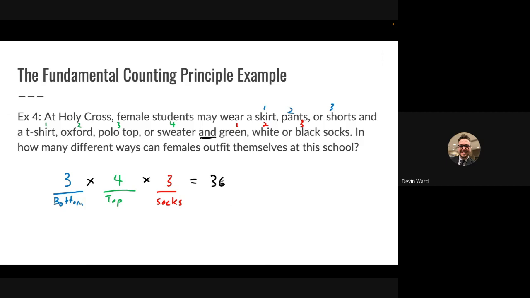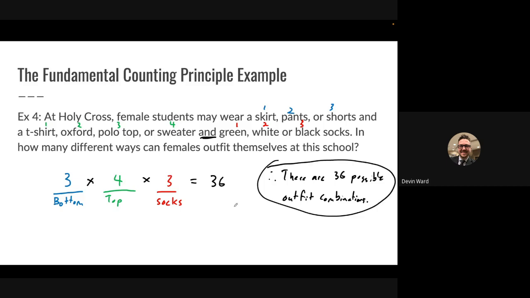Okay. So therefore, there are 36 possible outfit combinations. Okay. And then, yeah, to circle it. But usually on your test, I'll just give you a blank box. So if you just put 36, that's fine. Yeah, just 36 by itself is good.